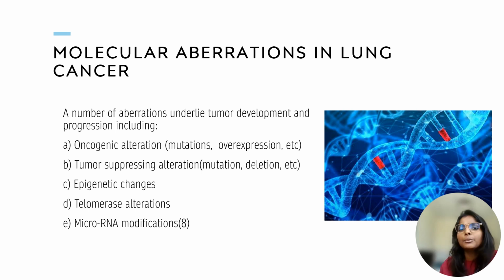In lung cancer, a number of aberrations underlie tumor development and progression, including oncogenic alterations like mutations and tumor-suppressing alterations like deletions, etc. Epigenetic changes, telomerase alterations, and microRNA modifications also underlie tumor development and progression. My presentation will focus on oncogenic alteration, particularly EGFR mutation.